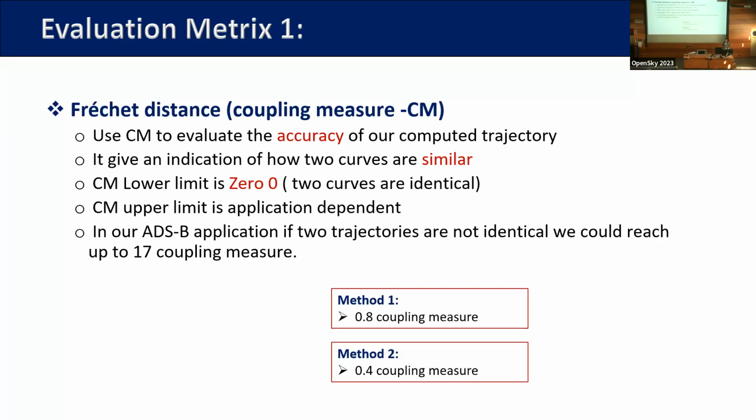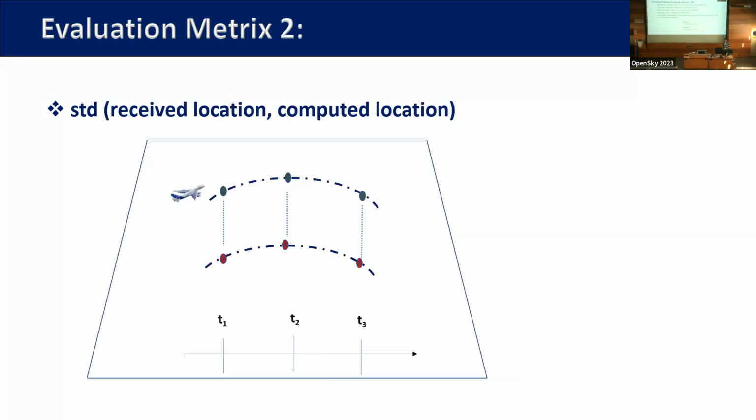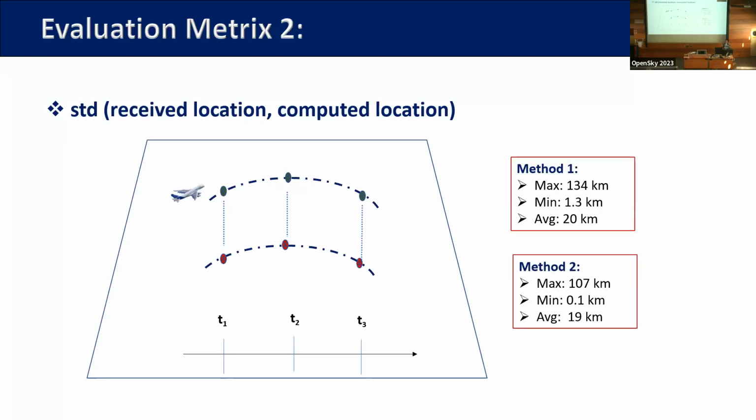We have to improve this accuracy to make the prediction much better for predicting or detecting the attack. Plus, for the second evaluation method, we use the standard deviation between the received location and the computed location for all points over the trajectories. Now the results are not that great, don't be shocked, but for method 1 the average is 20 kilometers, and for method 2 it is almost the same, 90 kilometers. But as I said, we are now going to optimize the prediction.